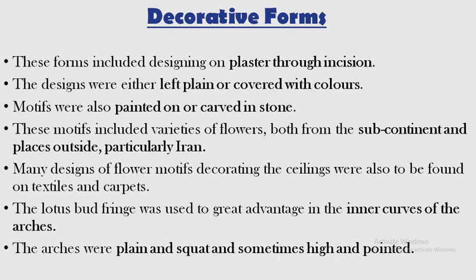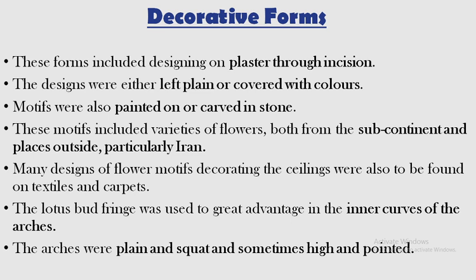Let's see the decorative forms. These forms included designing on plaster through incision. The designs were either left plain or covered with colors. Motifs were also painted on or carved in stone. These motifs included varieties of flowers, both from the subcontinent and places outside, particularly Iran. Many designs of flower motifs decorating the ceilings were also to be found on textiles and carpets.